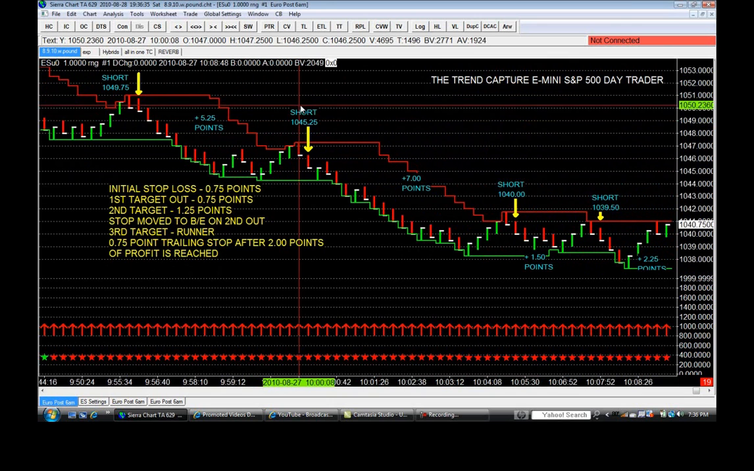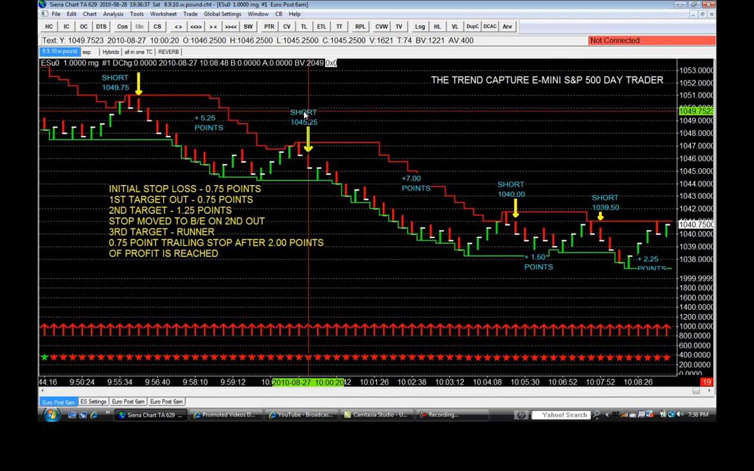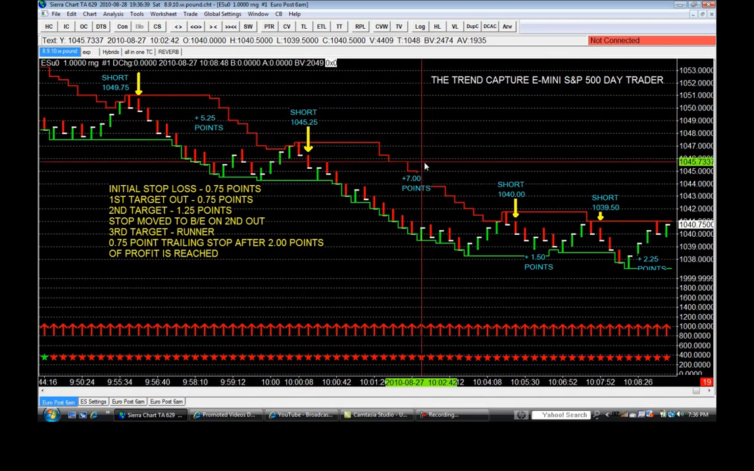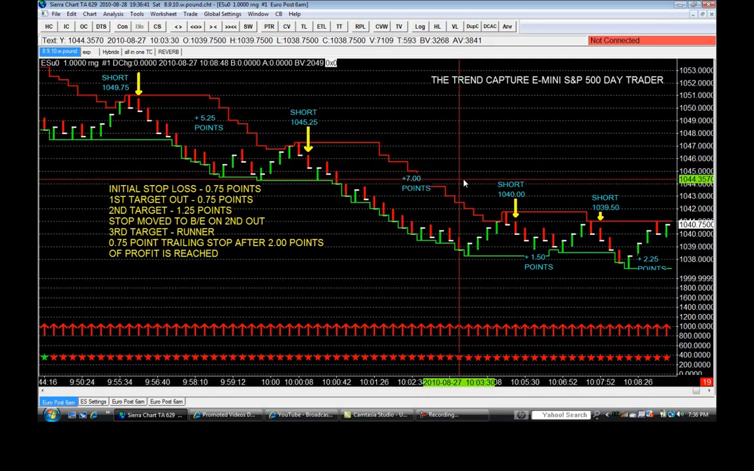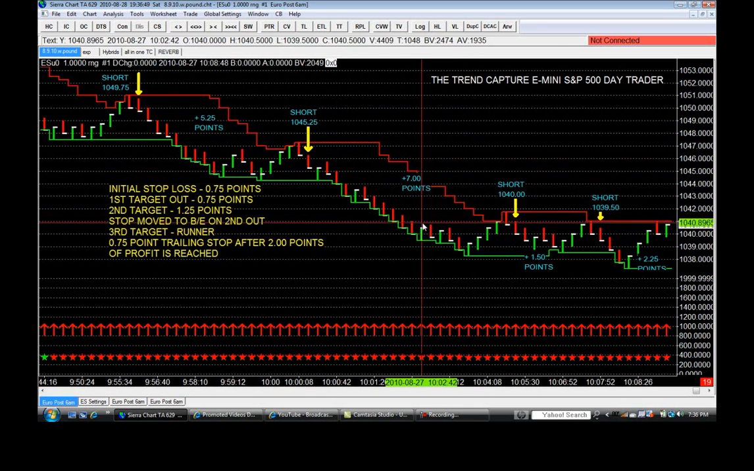Next was another short at 10:45.25. That was 7 points from your entry to the low of the move. More than likely, you would have been stopped out on a trailing stop right up in here with about 6 points of profit.